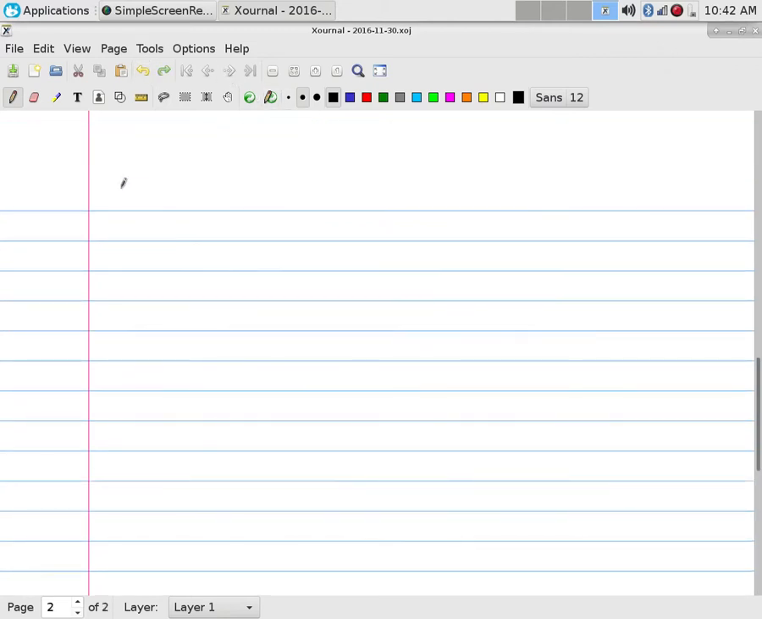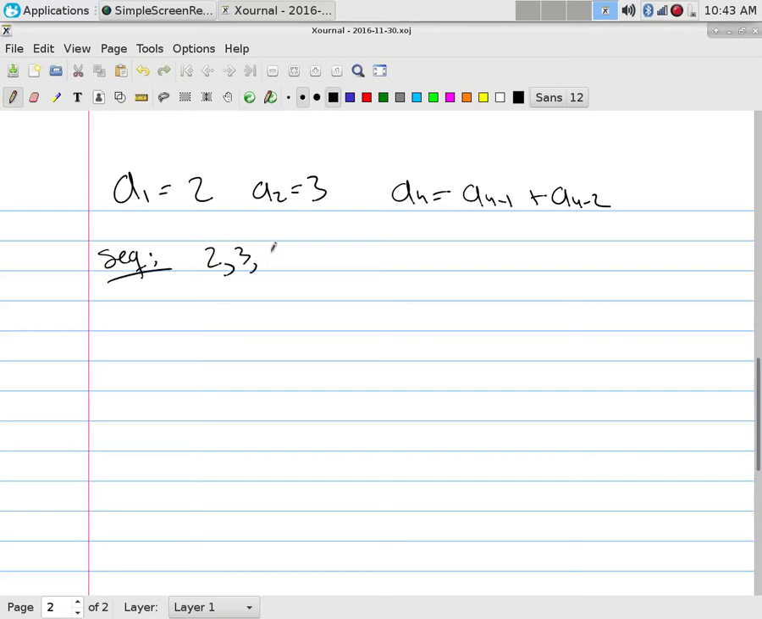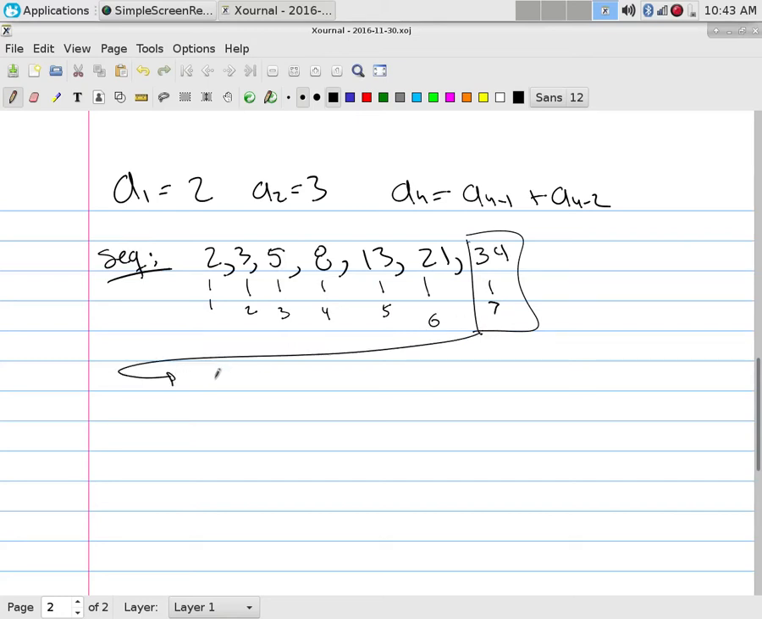And so what have we done? This entire problem of counting the bit strings has become: a sub 1 is 2, a sub 2 is 3, and a sub n is a sub n minus 1 plus a sub n minus 2. So what would your sequence be? 2, 3, 5, 8, 13, 21, etc. And so this was 1, 2, 3, 4, 5, 6. What's the next one? 34. That's bit strings of length 7. So what have I just counted? This box says that there are 34 bit strings of length 7 that have no 1, 1 in them.